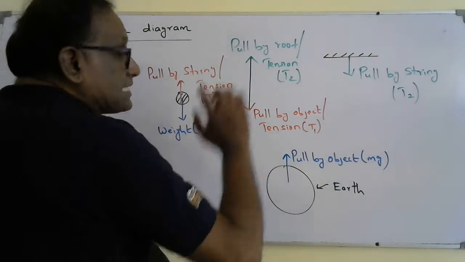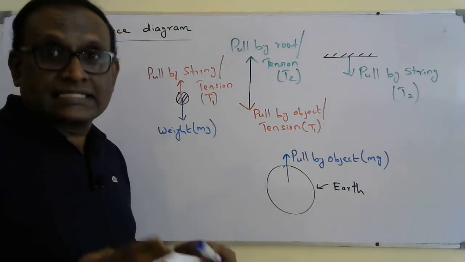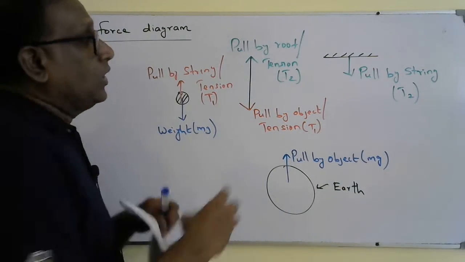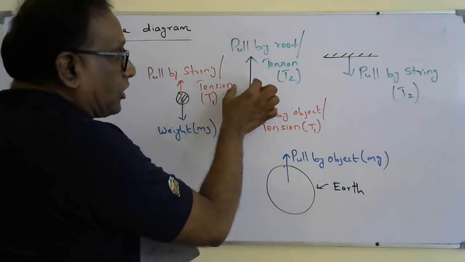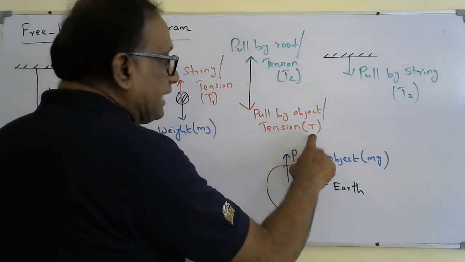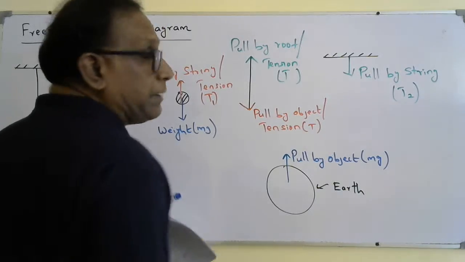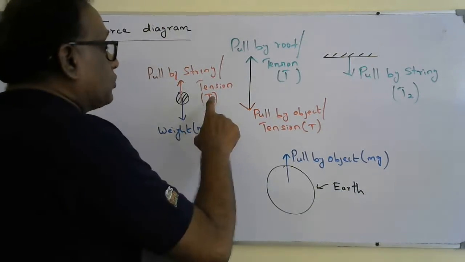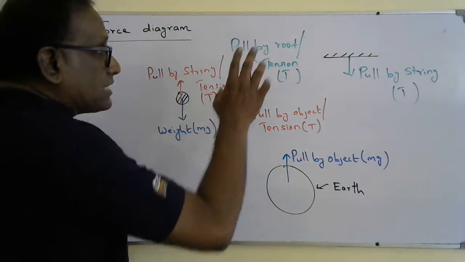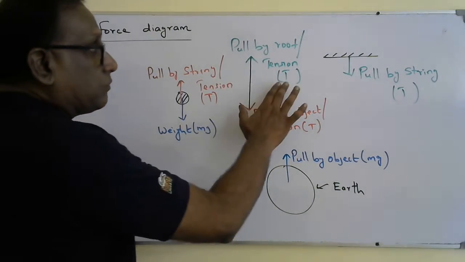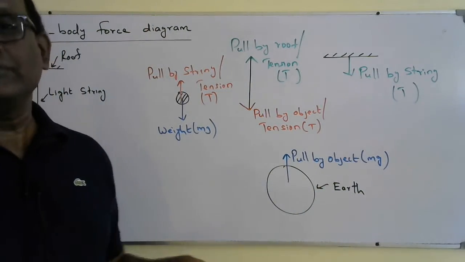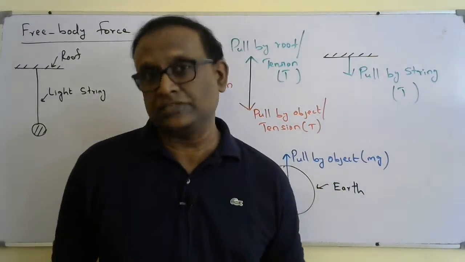Okay, so the string is at rest. T2 and T1 should have the same magnitude. So I can say T2 equals T1 because the string is at rest. It has no resultant force. So this T and T2 should have the same magnitude because it is at rest. So I can show everything as T. Since the string is at rest, both will have the same magnitude. All the forces I can show as the same T because all are at rest, no resultant force.